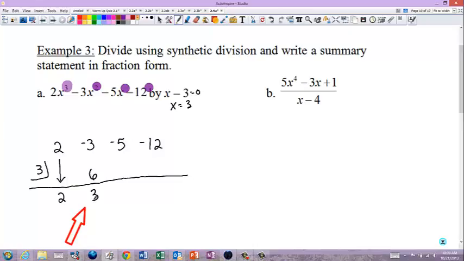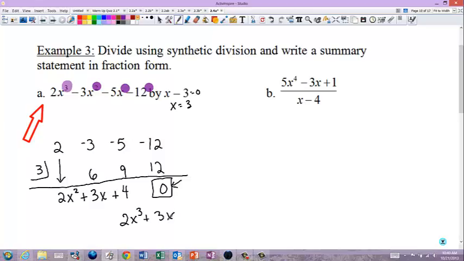And then 3, you always go back to this number in the box. 3 times 3 is 9. Add straight down. Negative 5 plus 9 is 4. Times 3 is 12. Negative 12 plus 12 is 0. So my remainder is 0. This number is my remainder. So because I have no remainder, that means that it divides out evenly. And if this is an x cubed, you just minus 1 from it, and that's what you put. So it would be x squared plus 3x plus 4. So my answer would be 2x squared plus 3x plus 4.